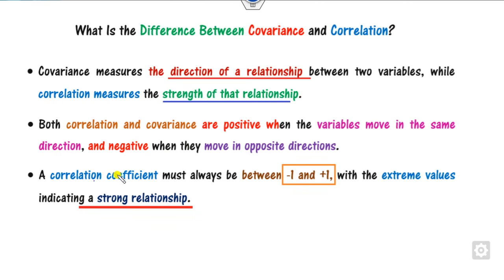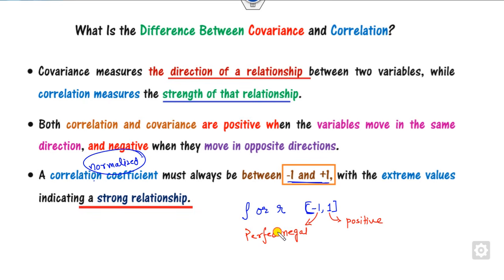Moreover, the correlation coefficient is normalized, so its value lies between -1 and +1. We all know that correlation is denoted by rho or sometimes r, which lies between -1 and +1. And what is the meaning of +1? It is a perfect positive correlation. And what does -1 mean? It is the perfect negative correlation. That means the extreme values represent a strong relationship between them.